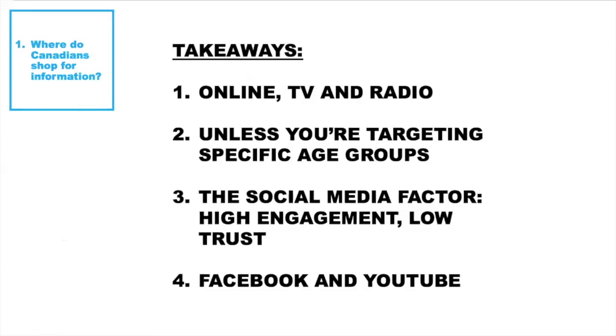So when we ask, where do Canadians shop for information? Here are the four key takeaways that I want to leave with you. First, online, TV, and radio. If you want to reach the largest amount of regular Canadians, these are the three media you're trying to use. Now, with the caveat in takeaway number two, unless you're targeting specific age groups. If you're going for an older age group, then traditional media is still probably the number one way of reaching them. And depending on which age groups you're trying to target, it will affect which social media channels, which web channels you use.